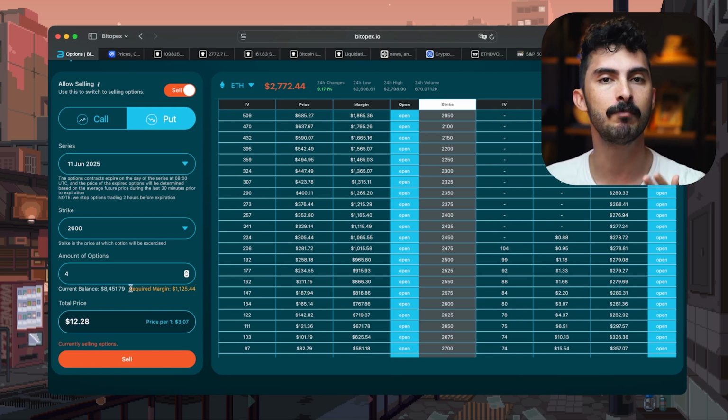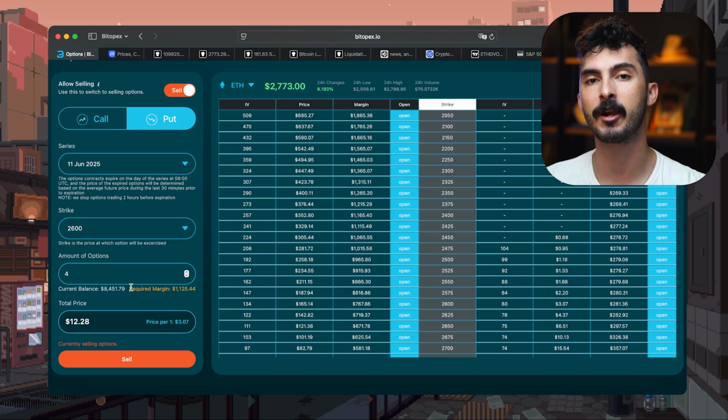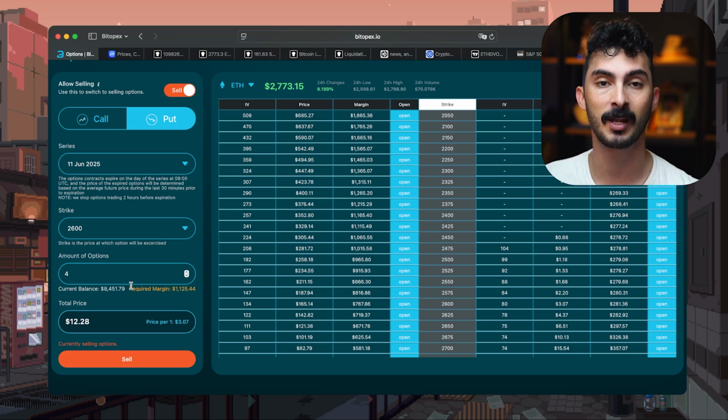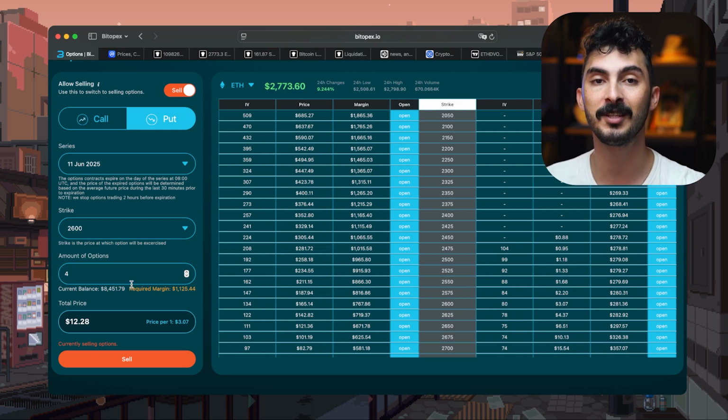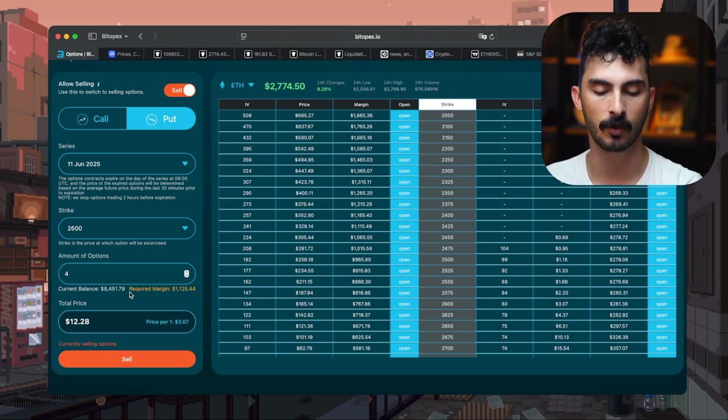Well, you don't need margin to buy options. You just need margin to sell options, because when you sell, there's a risk of you having to put up your own money to cover for the losses. In the case that you're buying, the maximum that you can lose is the amount that you paid to buy that option. So if you put $100, you can lose 100. If you put 50, you can lose 50, so on and so forth.